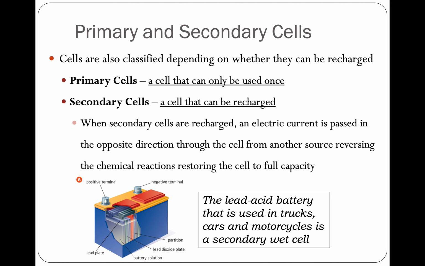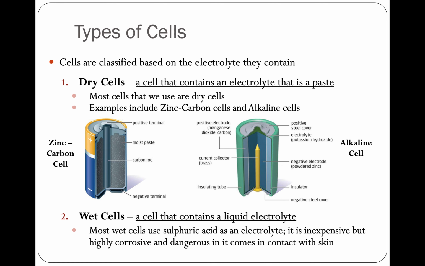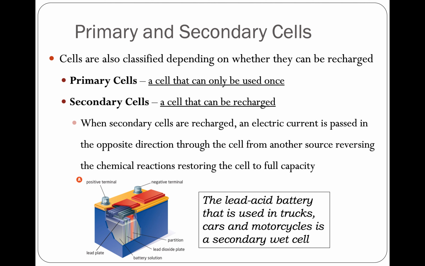So dry and wet are the 2 types, and we also have things that are called primary and secondary cells. Remember that this term cell is referring to the individual metal electrode and electrolytes that are all stacked together, and so we have a bunch of different cells combined when we are talking about batteries, right?